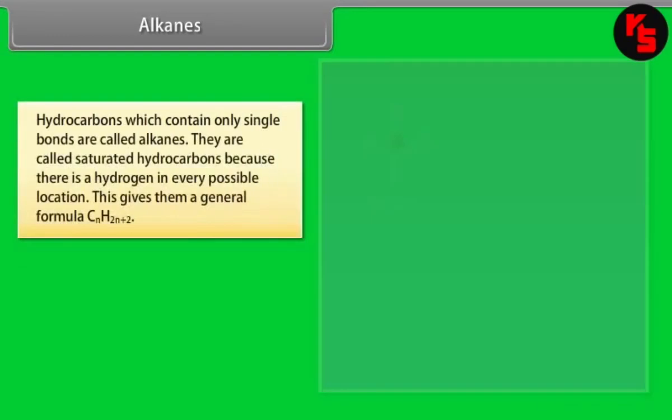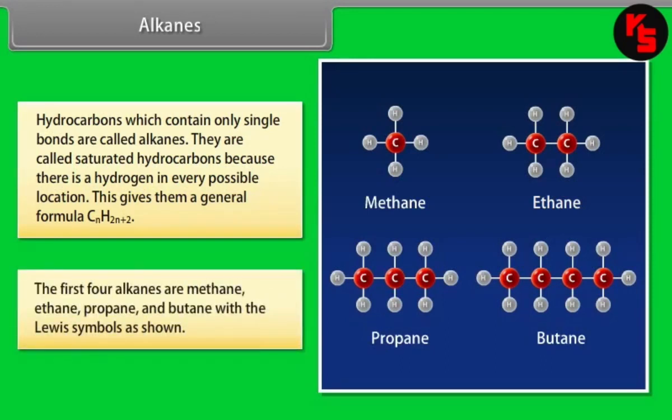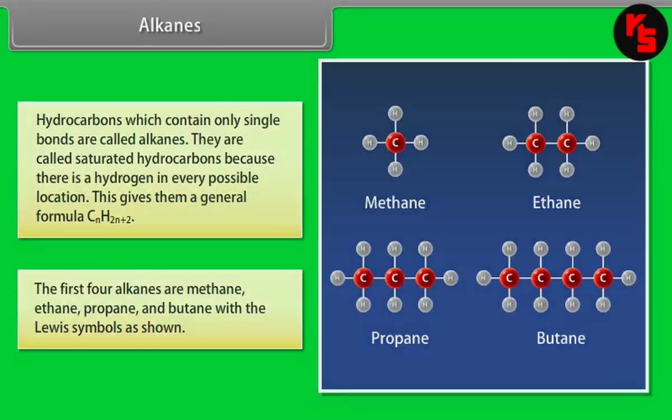Alkanes. Hydrocarbons which contain only single bonds are called alkanes. They are called saturated hydrocarbons because there is a hydrogen in every possible location. This gives them a general formula CnH2n+2. The first four alkanes are methane, ethane, propane and butane, with the Lewis symbol as shown.